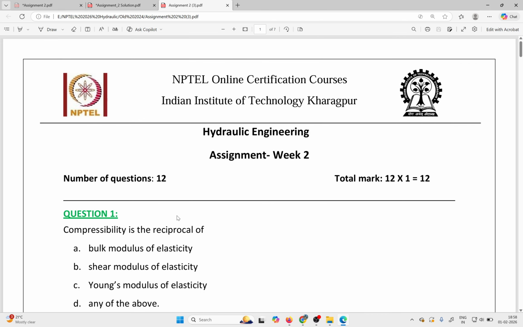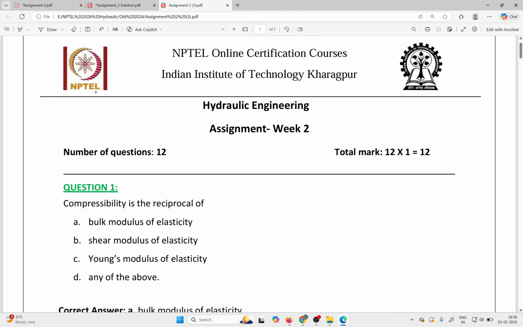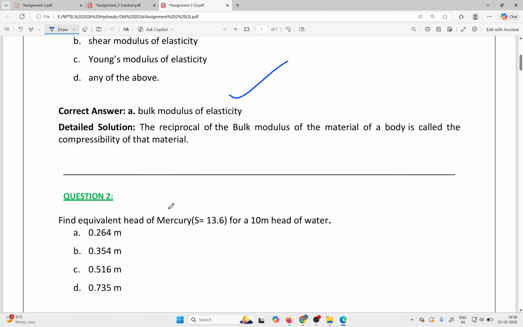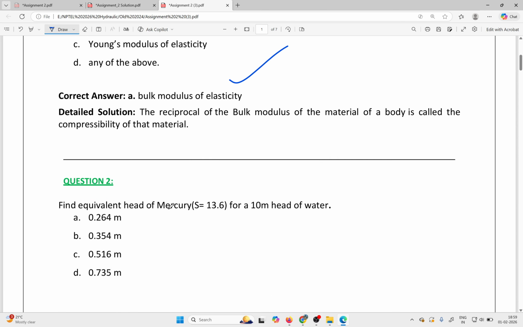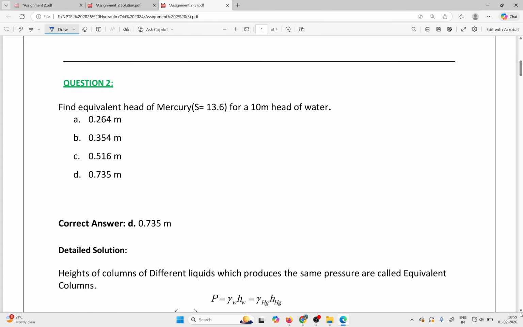Question number one: compressibility is the reciprocal of bulk modulus. You all know; this is the first question. Find the equivalent head of mercury. Same question: the equivalent head of mercury of a 10-meter head of water. Remember, please, how you will incorporate these things, because the previous question was in terms of head of water, but here it is a 10-meter head of water.